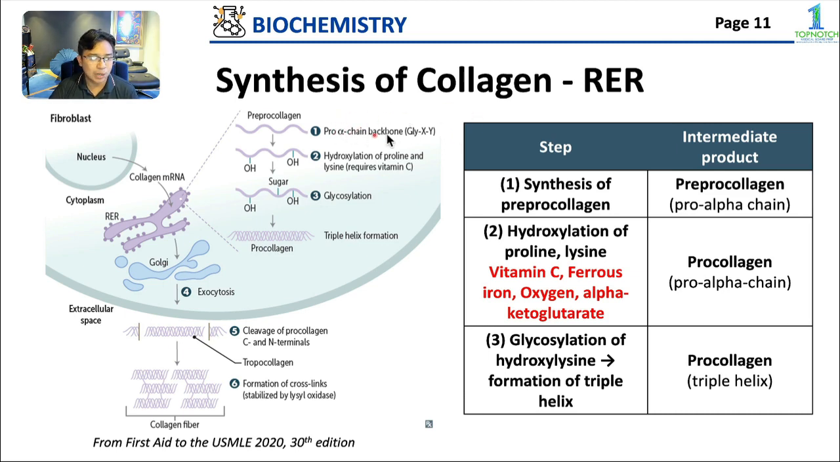And it contains your pro-alpha chain containing your Gly-X-Y amino acid sequence. Eventually, it will be hydroxylated with vitamin C, ferrous iron, guys, oxygen, and your alpha ketoglutarate. These molecules are capable of hydroxylating your proline and lysine residues. Sila lang po ang nagkakaroon ng hydroxylation, forming your pro-collagen.